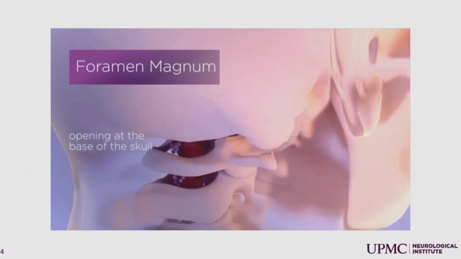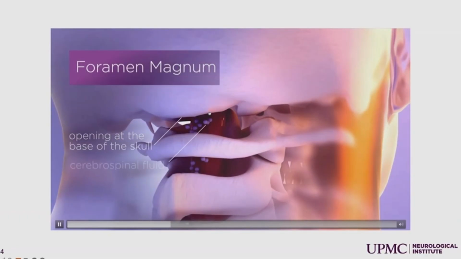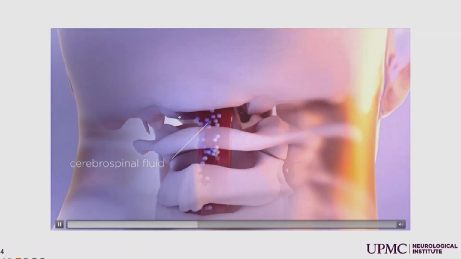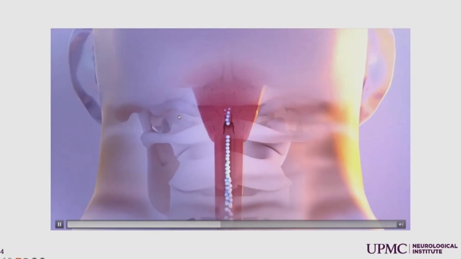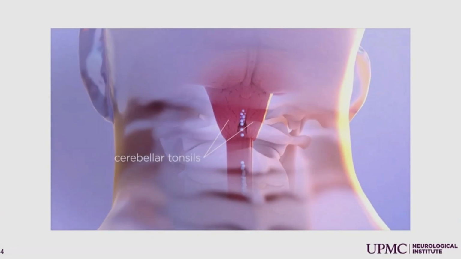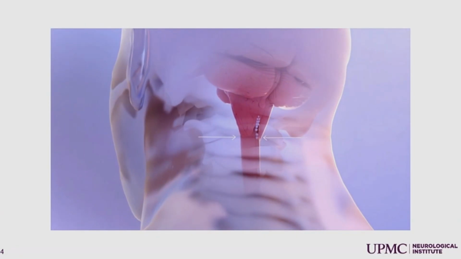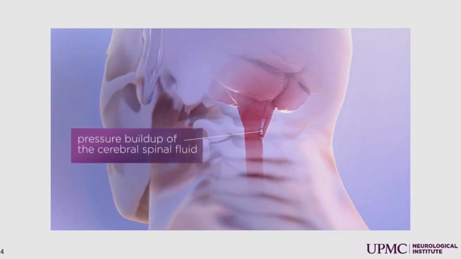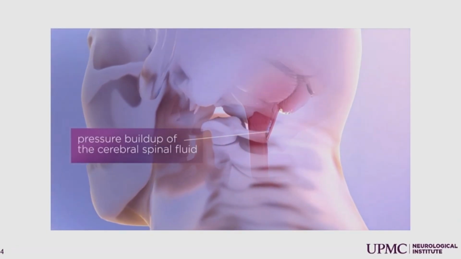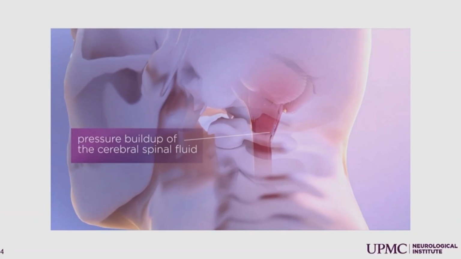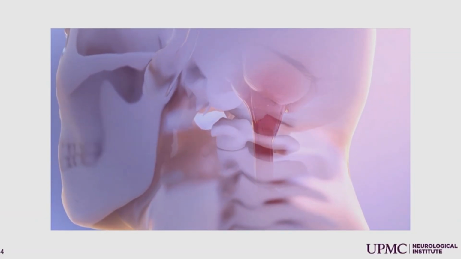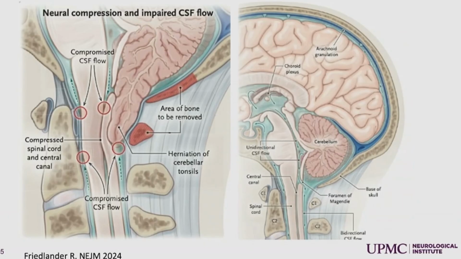What's key here is the foramen magnum, which is the opening at the base of the skull where the spinal cord exits. What happens in Chiari malformation is that part of the skull might be a little bit small, and the cerebellar tonsils may herniate down, putting some pressure on the spinal cord, as well as blocking the free flow of the cerebrospinal fluid from the brain. When there's that blockage, people can get a headache because there's increased pressure in the brain. That's essentially what a Chiari malformation looks like anatomically.